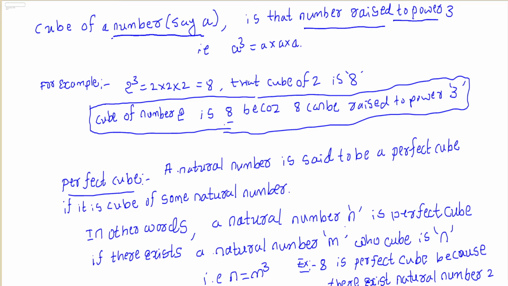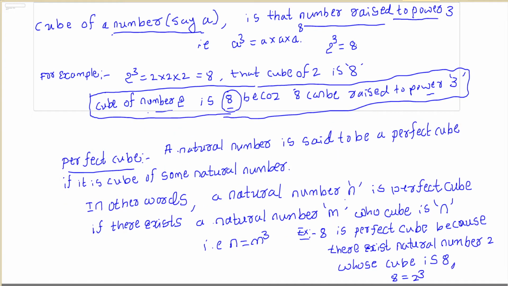For example, I can say the cube of 2 is that number, what is that? It is 8, because 8 can be raised to power 3. For example, I can say the cube of 2 is equal to 8, because 8 can be raised to power 3, like that.